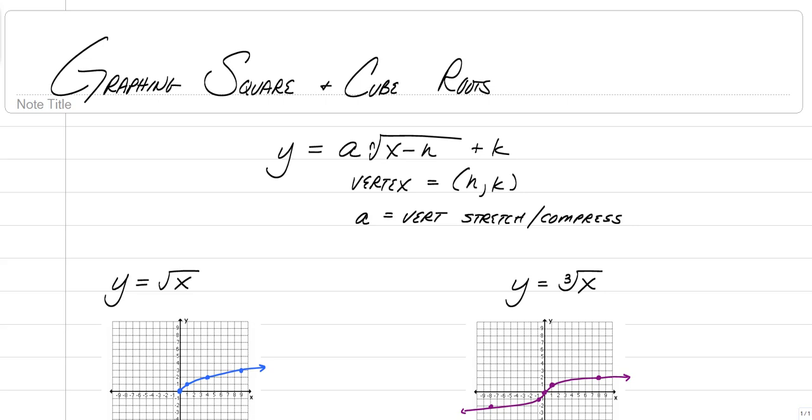All right, everybody. Here goes a video on graphing square and cube roots.